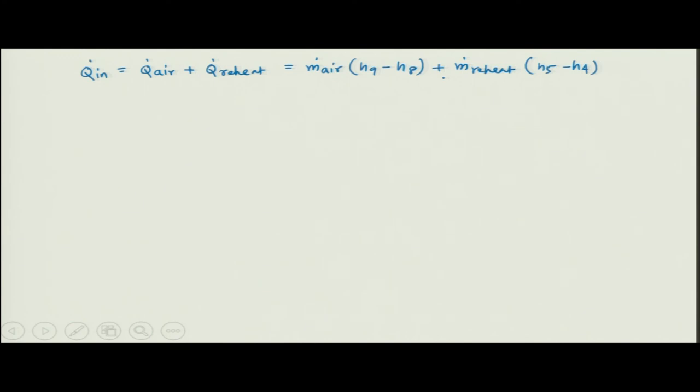So, you have to just put in the numbers. We all know the enthalpies at different points, and m dot air and m dot reheat. m dot reheat is nothing but m dot steam, which we know as 12 kg per second. m dot air we obtained as 153.9 kg per second. So you plug in the numbers and obtain q dot in, which is 1.44 times 10 raised to power 5 kilowatt. So, that is the amount of heat addition.